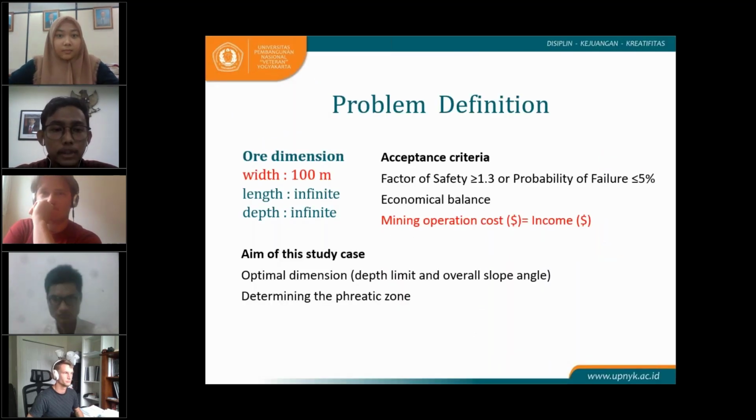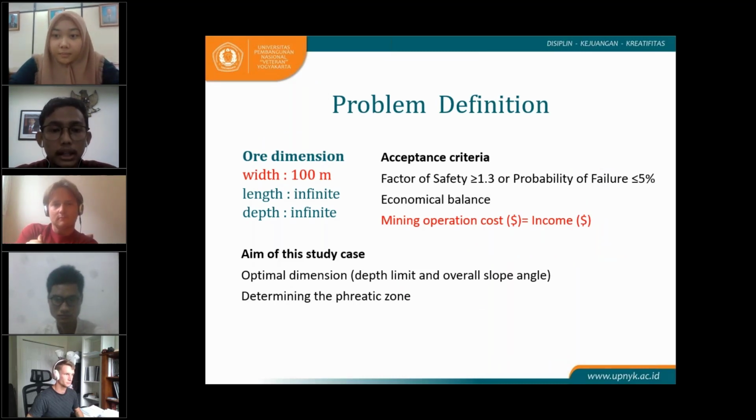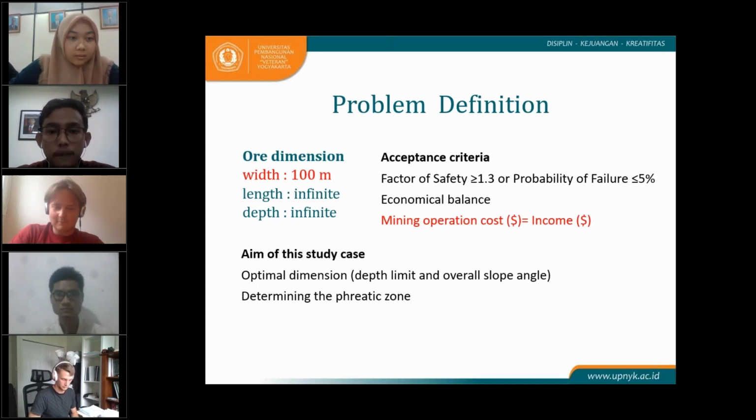1. Problem definition. Our dimension has 100 meters for width and infinite for length and depth. Meanwhile, the acceptance criteria are safety factor more than 1.3 and probability of failure less than 5%. Economical balance should be required in this analysis, with solution mining operation cost equal to income. So the aim of this study case is to get an optimal geometry of slope including the depth limit and overall slope angle. And the second aim is determining the phreatic zone.